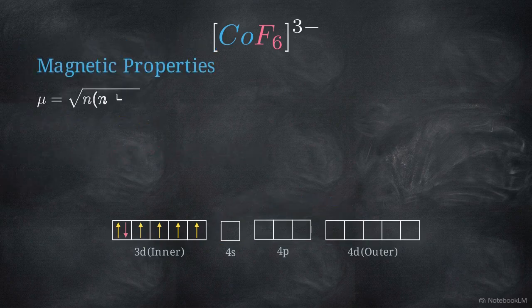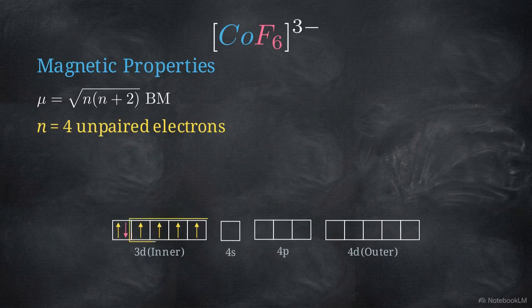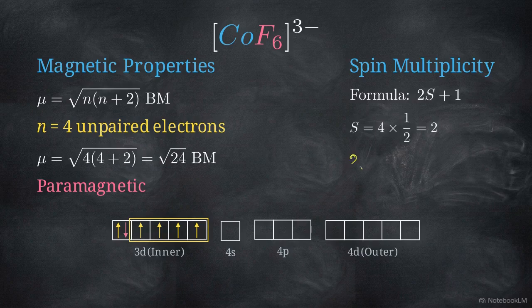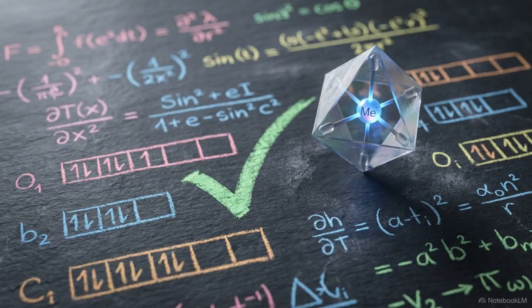Finally, we calculate the magnetic moment. We use the formula mu equals the square root of n times n plus 2, where n is the number of unpaired electrons. We have 4 unpaired electrons. Plugging that in gives us the square root of 24 Bohr magnetons. From here, you can also find the spin multiplicity by using the 2S plus 1 formula. These calculations confirm the magnetic properties of the complex, providing a numerical way to verify the orbital arrangement you've predicted.